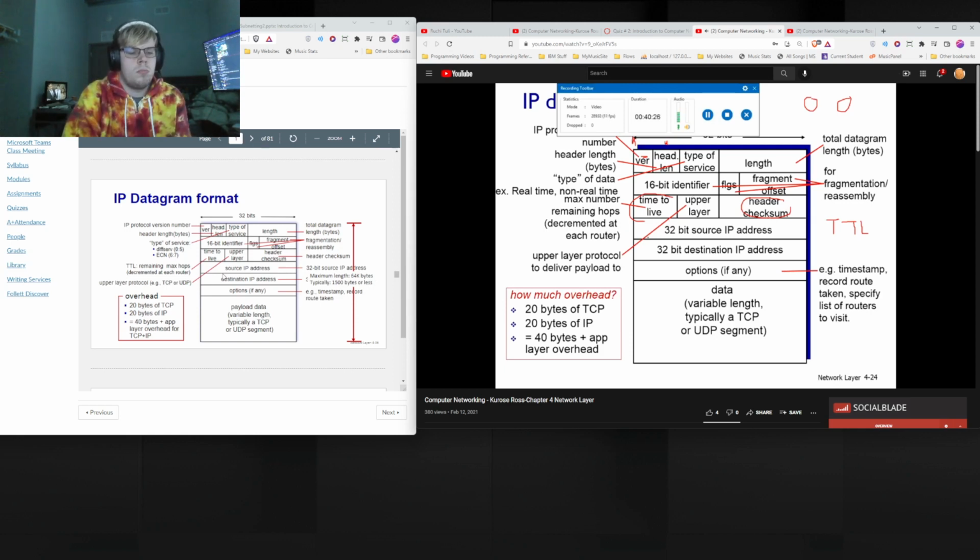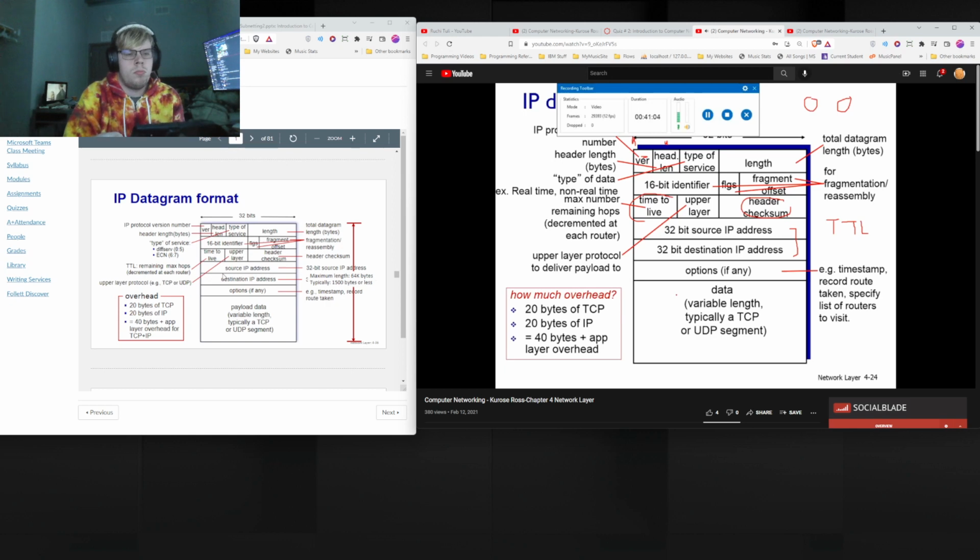Alright, next is the 32-bit source IP address and the 32-bit destination IP address, which you are all familiar with: the IP address of the source and the IP address of the destination. Next is options, which can be like timestamp, record route taken, list of routers visited. So these are the various options. Last one is data. Data is the actual user data which the user is sending. It is of variable length, typically a TCP or a UDP segment, right?